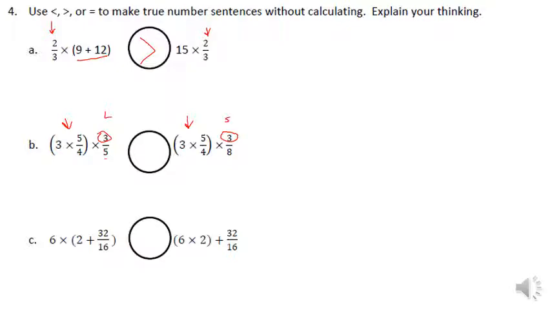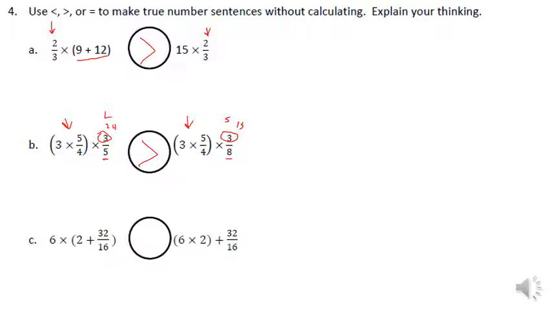And you can double check that by cross multiplication. If I go 5 times 3, that gives me 15. If I do 8 times 3, that's going to give me 24. And that shows you that this would be the larger one. So once again, this is going to be greater than.